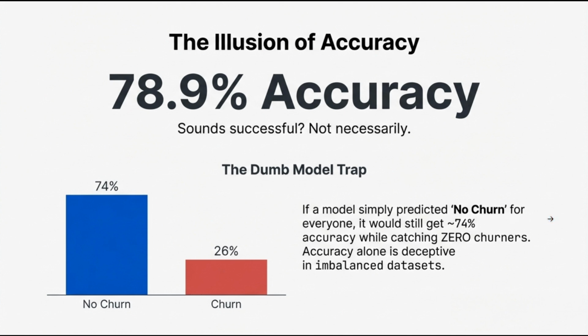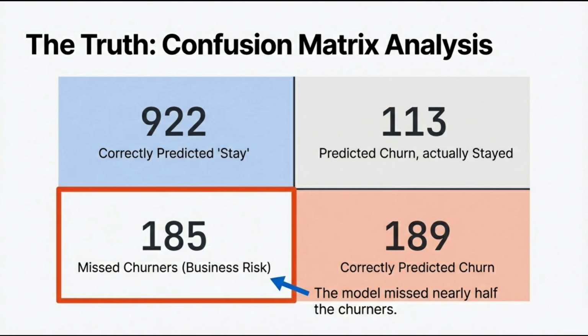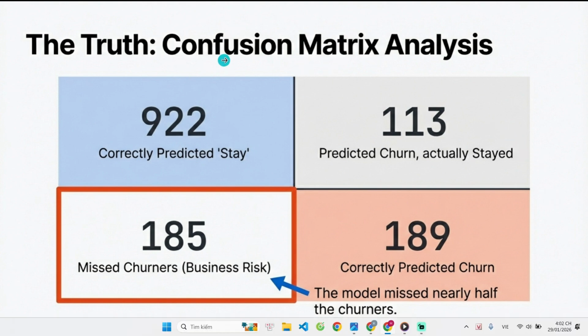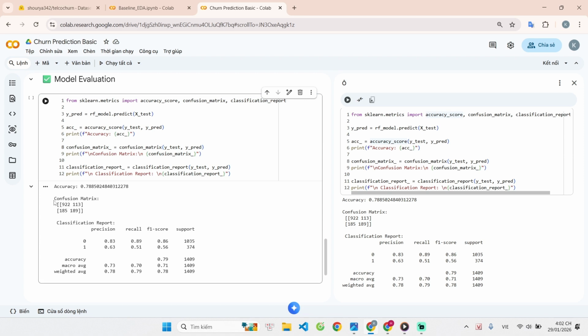Exactly. So our fancy machine learning model got 79%. That's only 6% better than a dumb guess. It's better, sure, but it's not a slam dunk. So accuracy is a vanity metric here. It can be. To really understand performance, we have to look at the confusion matrix. This breaks down our test set, about 1,400 customers, into 4 buckets.